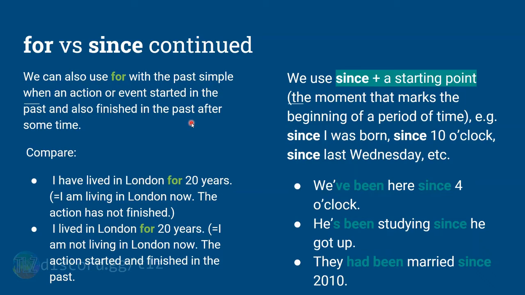Now since is used with a starting point, and that is the moment that marks the beginning of a period of time, and it's usually more specific. If you can remember that since is used with a starting point, remember that since is used at a specific time. So he's been studying since 5 o'clock. You can use it there, but you can't say he's been studying for 5 o'clock. No, that doesn't make sense.